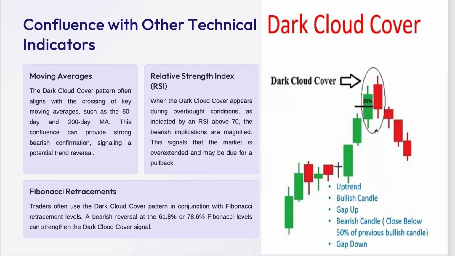And yes, you can also use confluence with other indicators like moving averages, relative strength index, and Fibonacci retracements like 61.8 and 78.6. If you want to go further, there are some courses below. You can go through those courses.